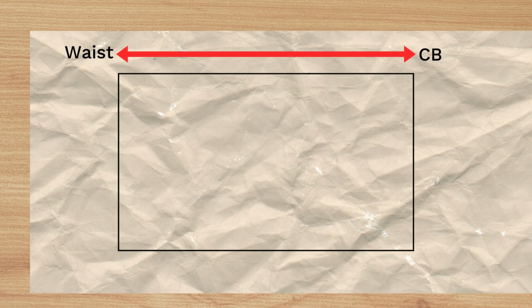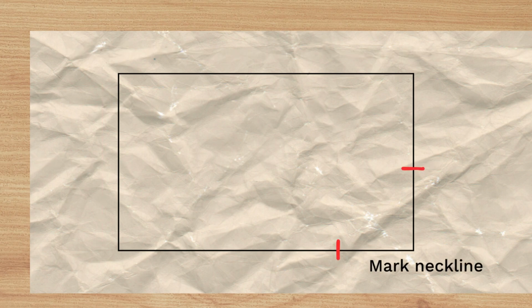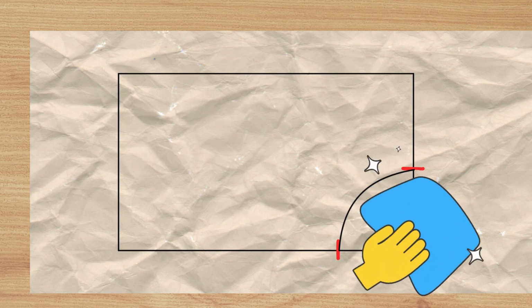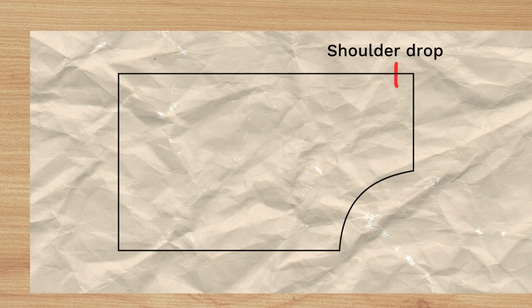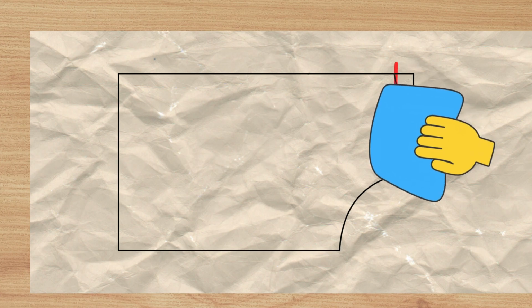First, draw a rectangle. The length of the rectangle will be your measurement taken from the center back to the waist. The width of the rectangle will be half of your waist measurement. Make neckline marks. Draw a curve through them. Erase what you don't need. Mark your shoulder drop. Draw a line from the top neckline curve to the shoulder drop mark. Erase what you don't need.